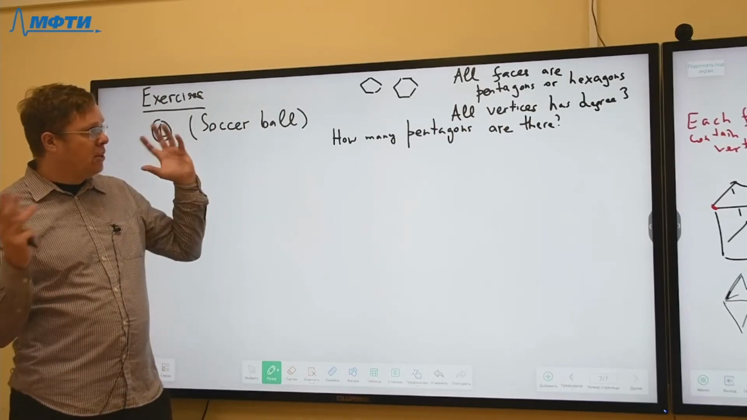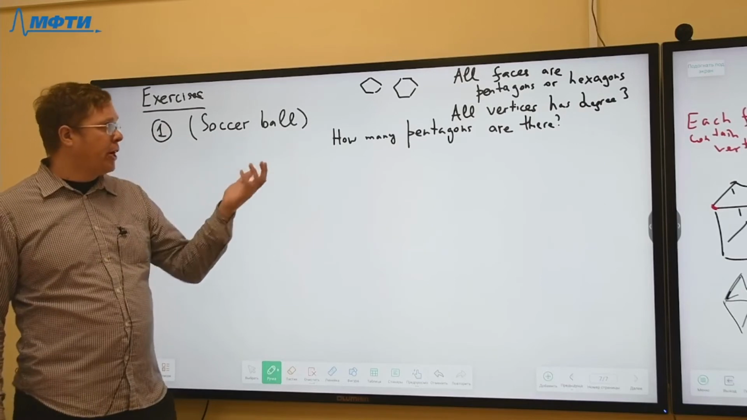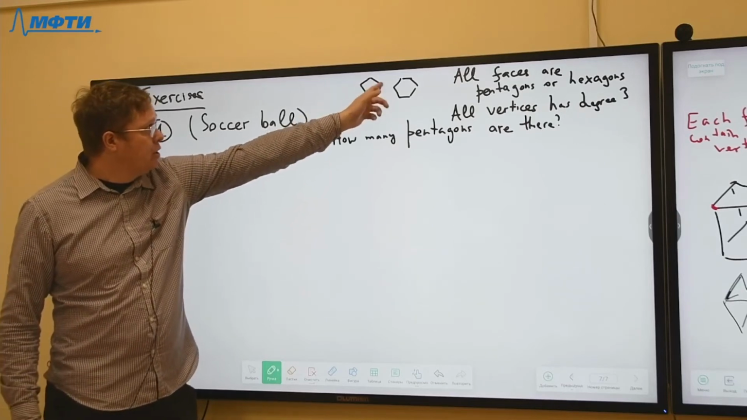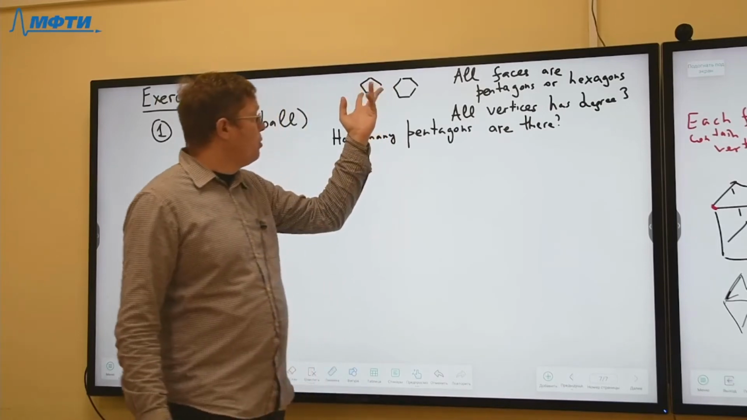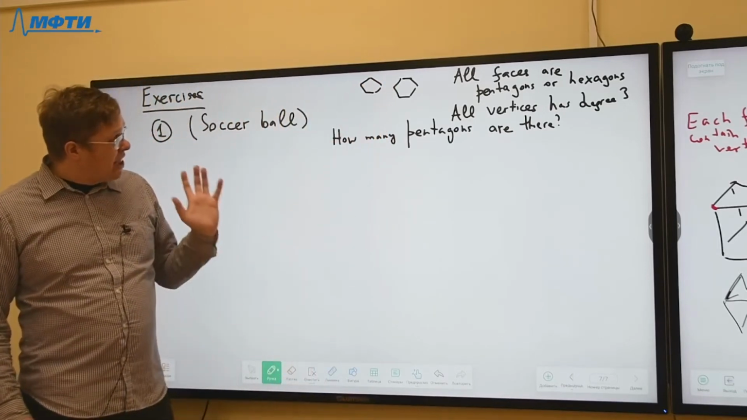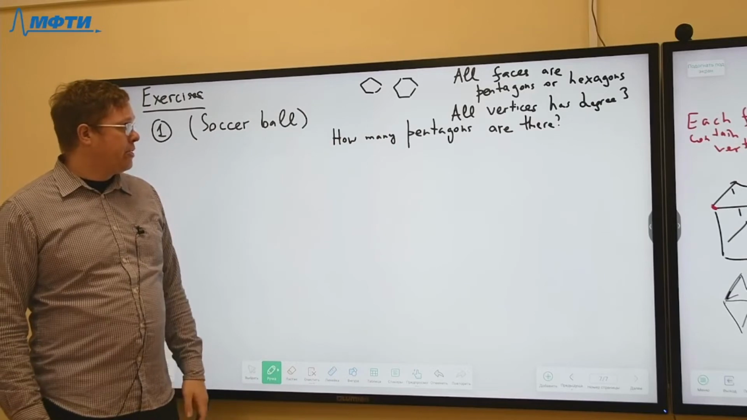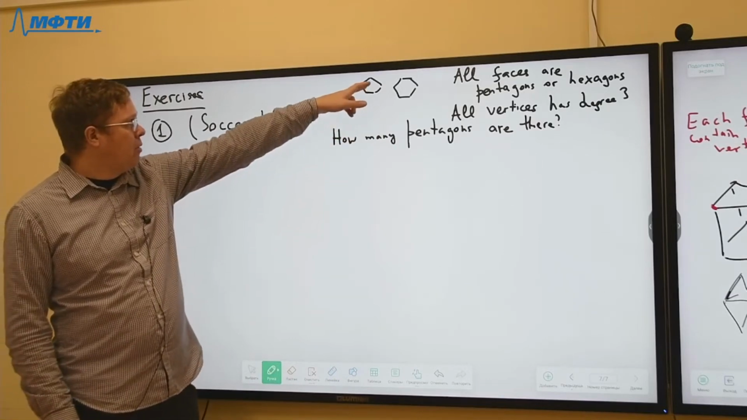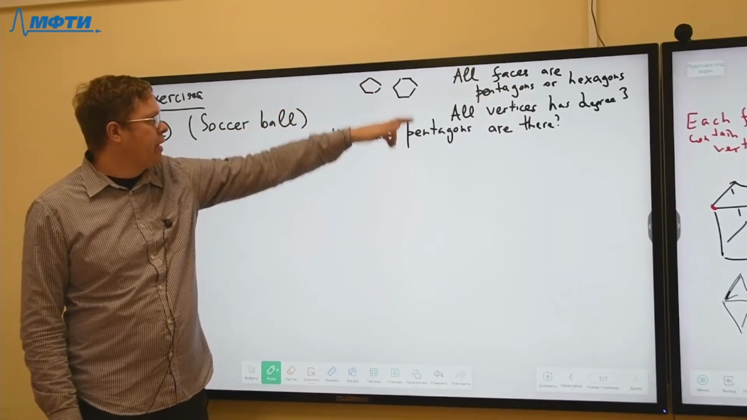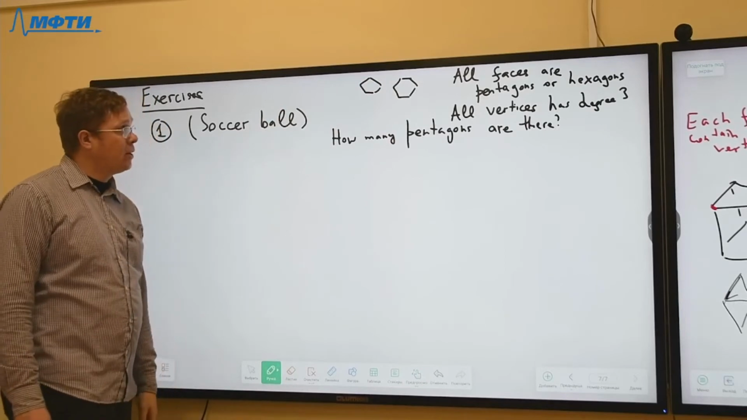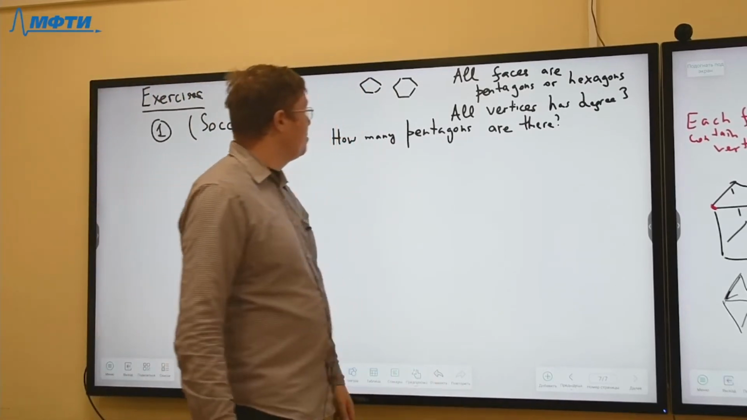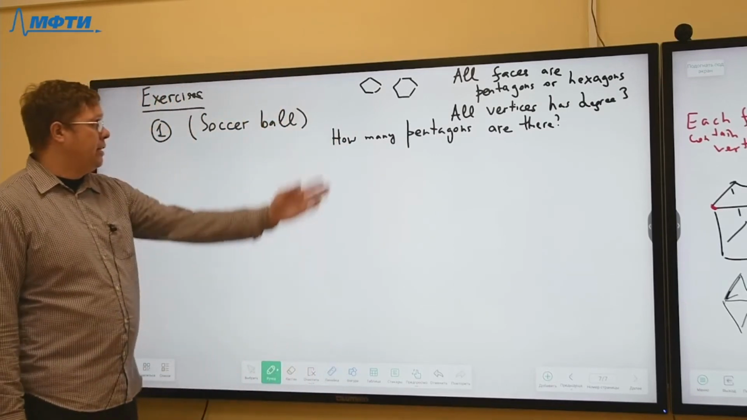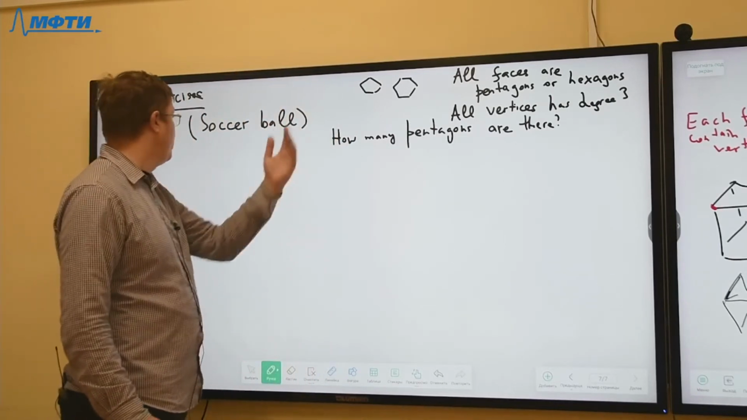So we have a polyhedron. It's not a regular polyhedron because we have different shapes of faces, but it's almost regular because we have only regular pentagons and regular hexagons here. And the question is how many pentagons can be obtained in such polyhedra.